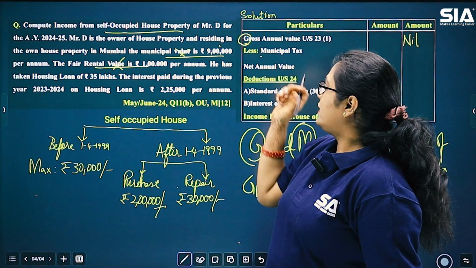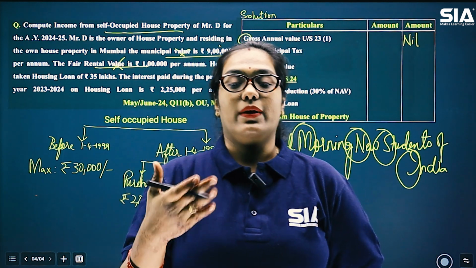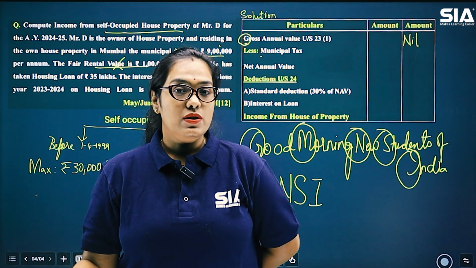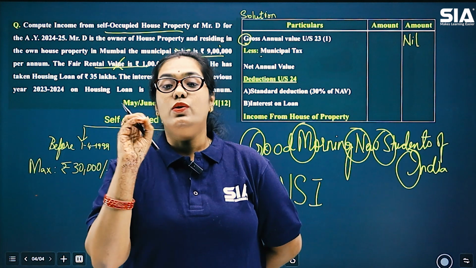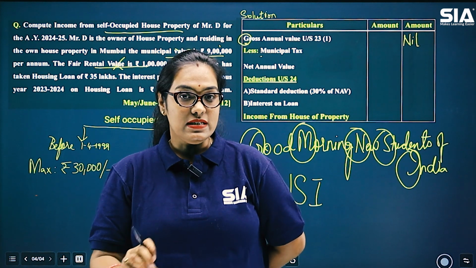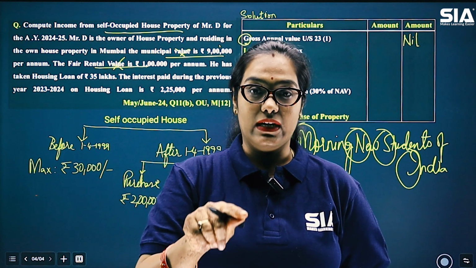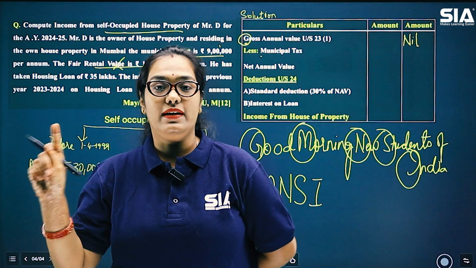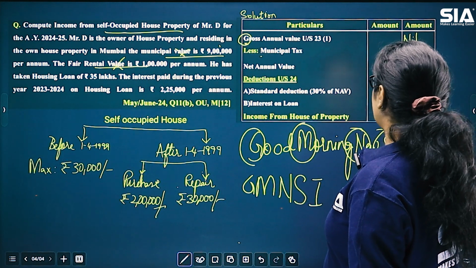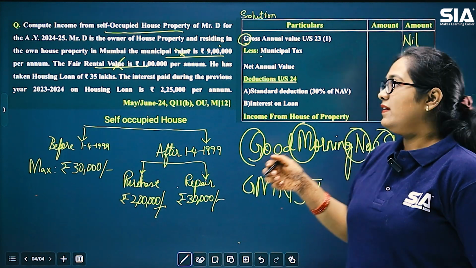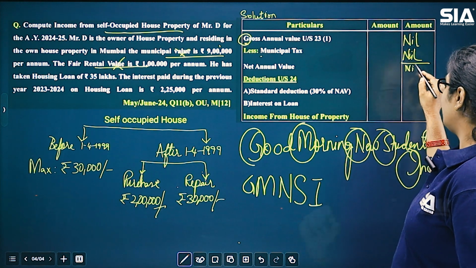Then the next thing in the pro forma is municipal taxes. What about municipal taxes? Now, in case of a self-occupied house, municipal taxes are not allowed as any deduction. That means you cannot deduct municipal taxes in case of a self-occupied house. If the same house is let out, then we can deduct municipal taxes. So here, our municipal taxes also will be nil or zero. When this is zero, we get net annual value also as nil.